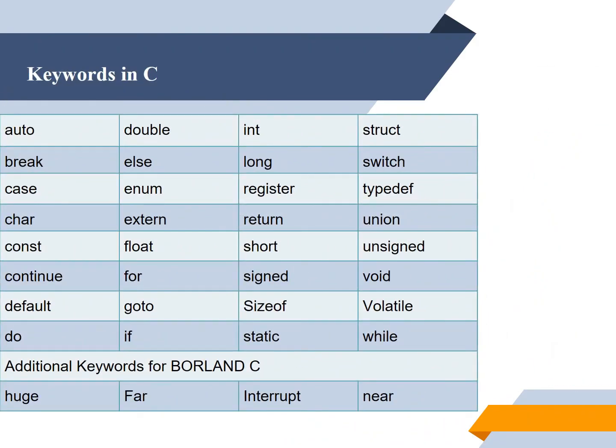List of keywords which have specific purpose in C: auto, double, int, struct, switch, typedef, union, unsigned, void, volatile, static, short, register, extern, float, for, goto, if, const, char, case, huge, far, interrupt, near.